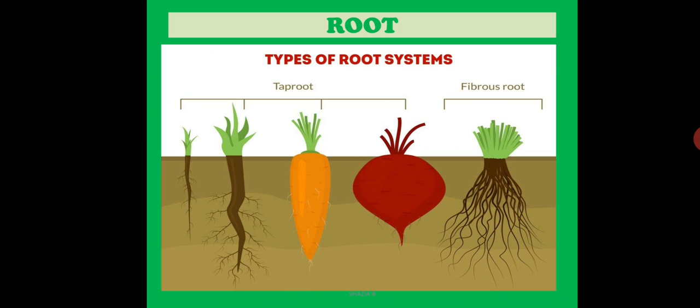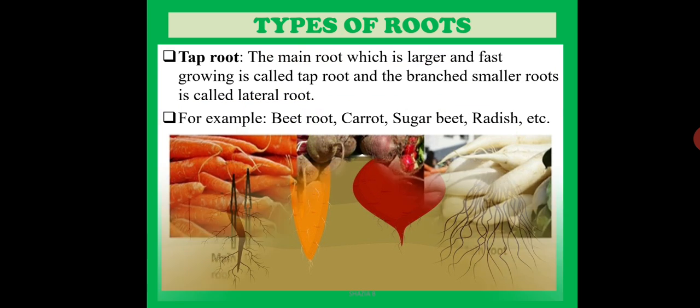Second one, fibrous root. As the figure itself shows, they do not have a main or primary root or taproot. They are formed by several fine roots arising from the stem base. There will be fine roots coming out at the base of the stem. There will not be any primary root. There doesn't exist any main root. All the roots come from the base of the stem.